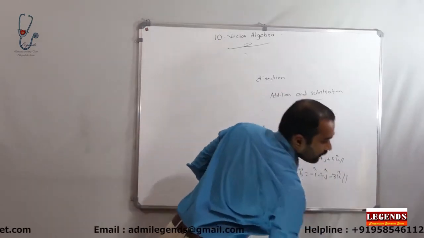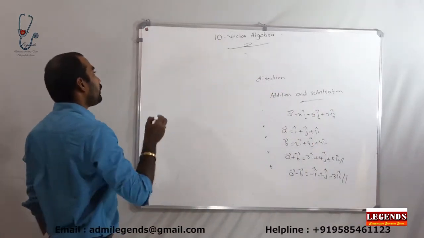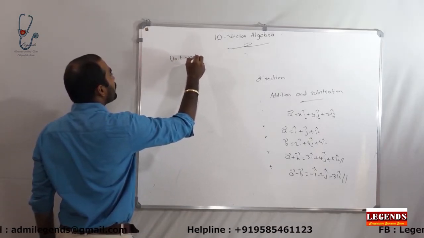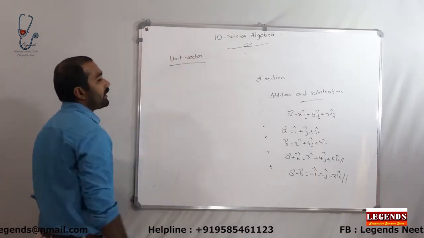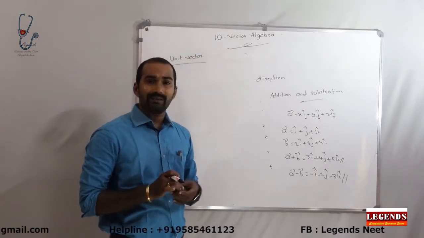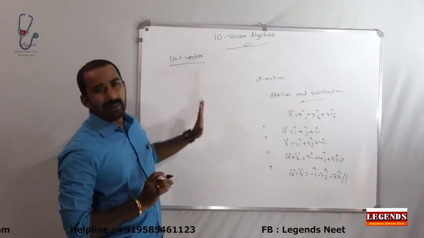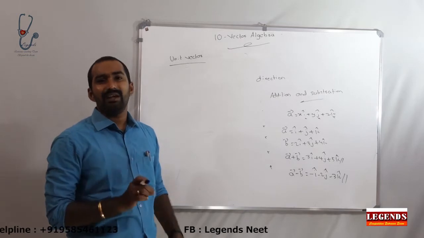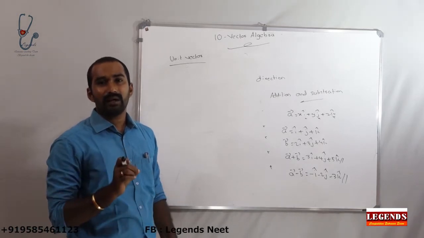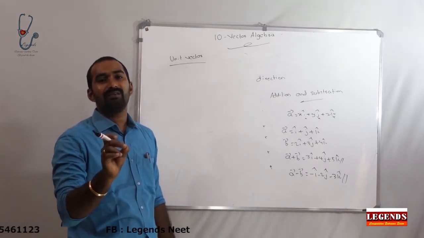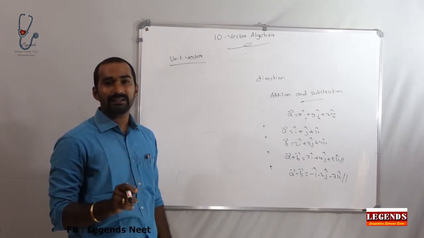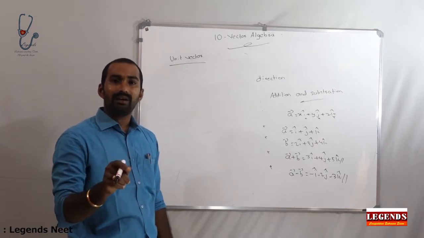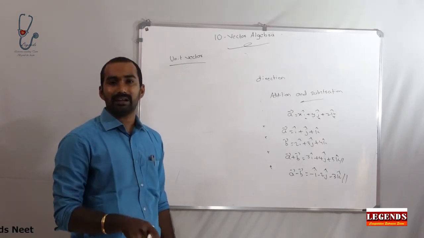Okay. Next we are going to the next topic, unit vector. First of all, I just explain one thing. The unit vector of any vector can be found out by converting the given vectors into a vector. That means if we are going to find out the unit vector, convert the given vectors into a vector.